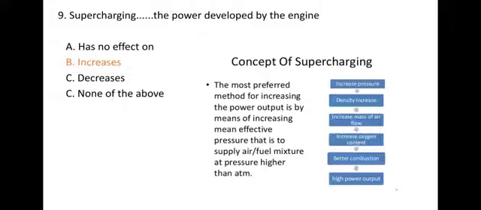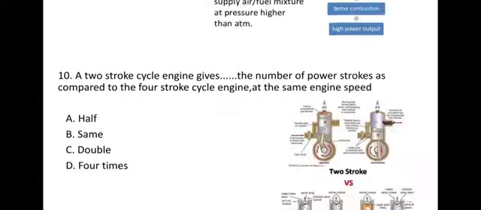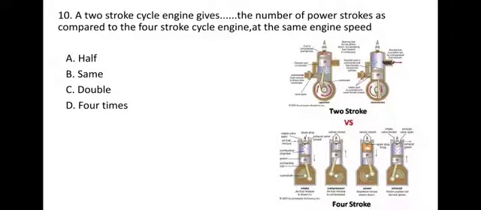So in supercharging process, we are supplying the air fuel mixture at a higher pressure than the atmospheric pressure, that is known as supercharging. So it increases the pressure, then density, mass of airflow. It also increases the oxygen content, and that is why better combustion happens, and we will get high output from the engine.